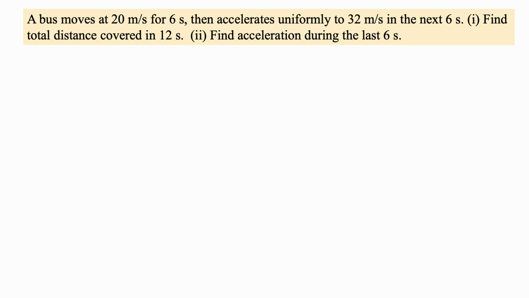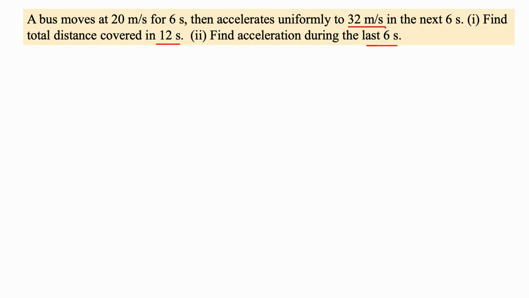A bus moves at 20 meters per second for 6 seconds. First the bus is moving at a constant velocity of 20 meters per second for 6 seconds. And then it accelerates uniformly to 32 meters per second. The final velocity is 32 meters per second in the next 6 seconds. Find the total distance covered in these 12 seconds and find the acceleration during the last 6 seconds.